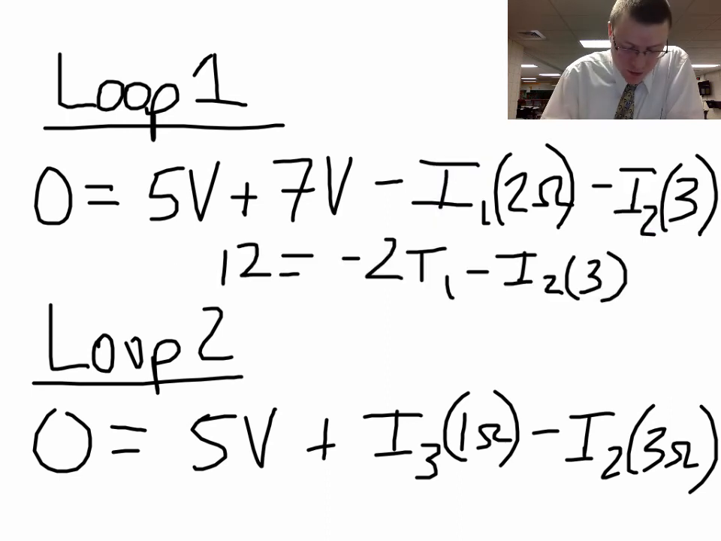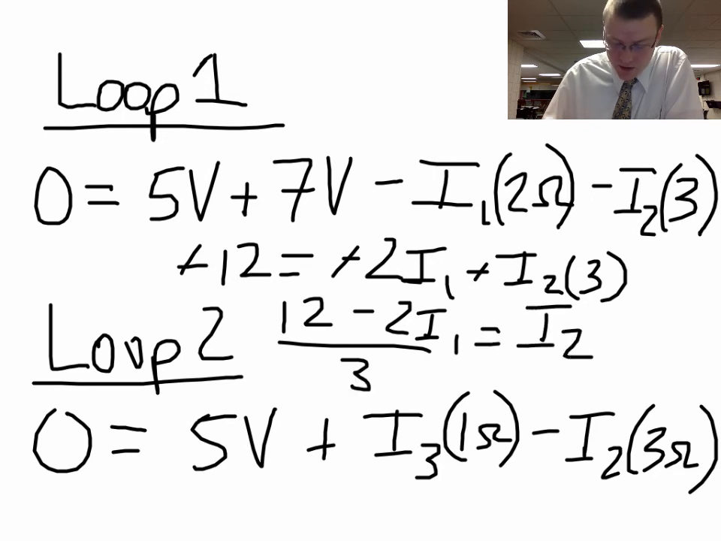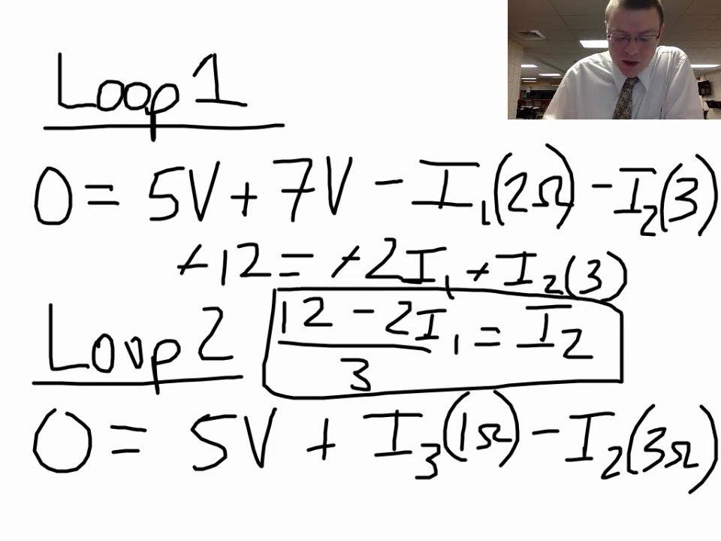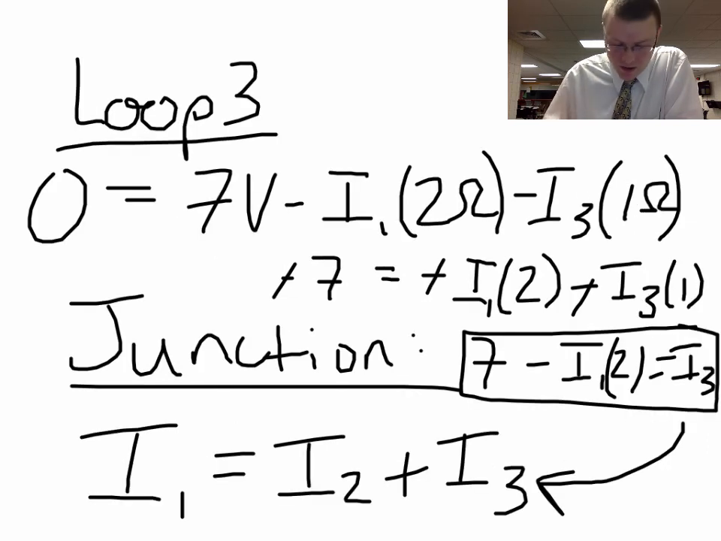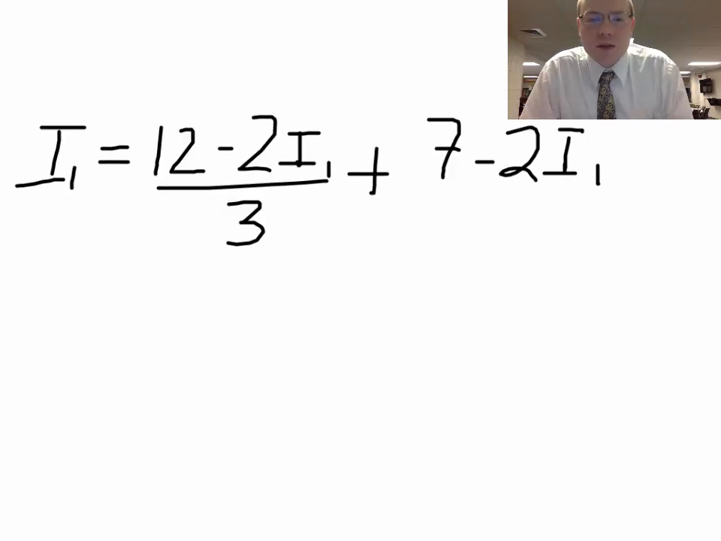So I get negative 12 equals negative 2I1 minus I2 times 3. Let's solve for I2. I get rid of all my minus signs first, and I'll have 12 minus 2I1 all divided by 3 equals I2. Now that I have an equation written for I2, I'm going to put that into my junction rule right here. And what I get in the end is this. I've got I1 equals 12 minus 2I1 over 3 plus 7 minus 2I1. Now I have everything in terms of I1, and this will let me solve for current in my first branch.